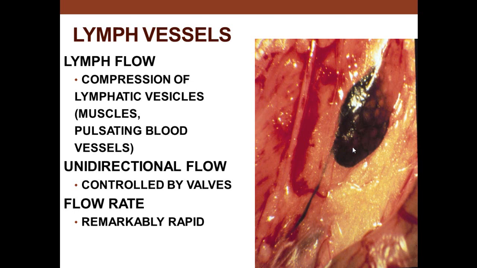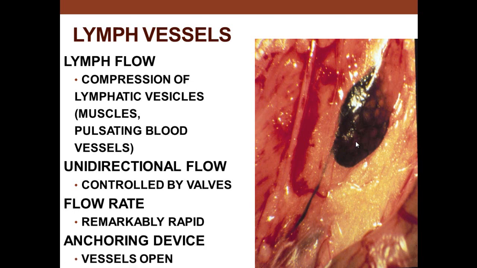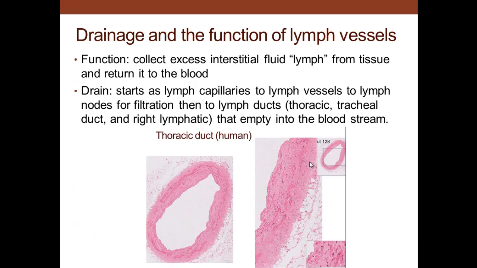So compression of muscles or vessels or beating of the heart can cause fluid to flow. There is no pump. There's only one-way valves and the compression of the tissue, as you see. Also, the vessels are held open because they want to collapse by an anchoring device. So you have a little anchoring device to the connective tissue to hold the vessel up, and so it can receive fluid. So drainage and function of lymph, the function is to collect excess interstitial fluid, the lymph, from the tissue and return it to the blood.